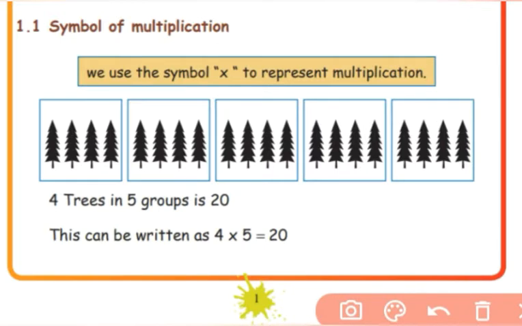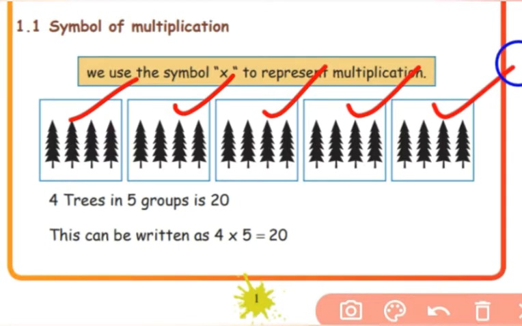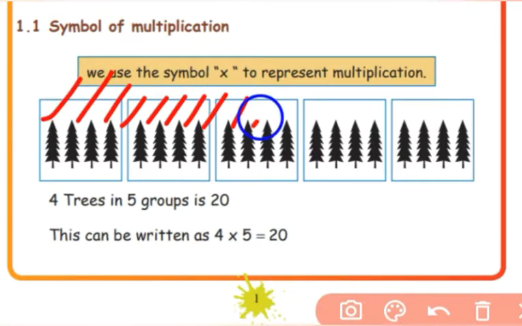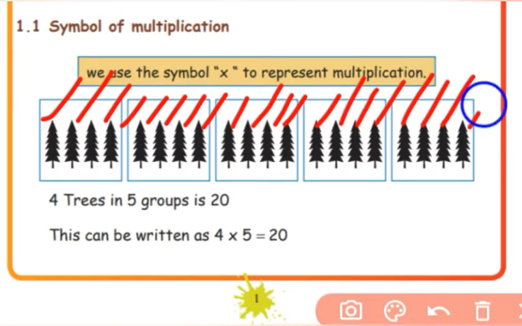See இங்க ஒரு picture கொடுத்திருக்காங்க பாருங்க. 4 trees in 5 groups is 20. See இங்க எவ்வளவு groups இருக்கு? 1 2 3 4 5. 5 groups. ஒரு groupல எவ்வளவு trees இருக்கு? 1 2 3 4. See 4 trees in 5 groups is 20. Total number of trees is 1 2 3 4 5 6 7 8 9 10 11 12 13 14 15 16 17 18 19 20.